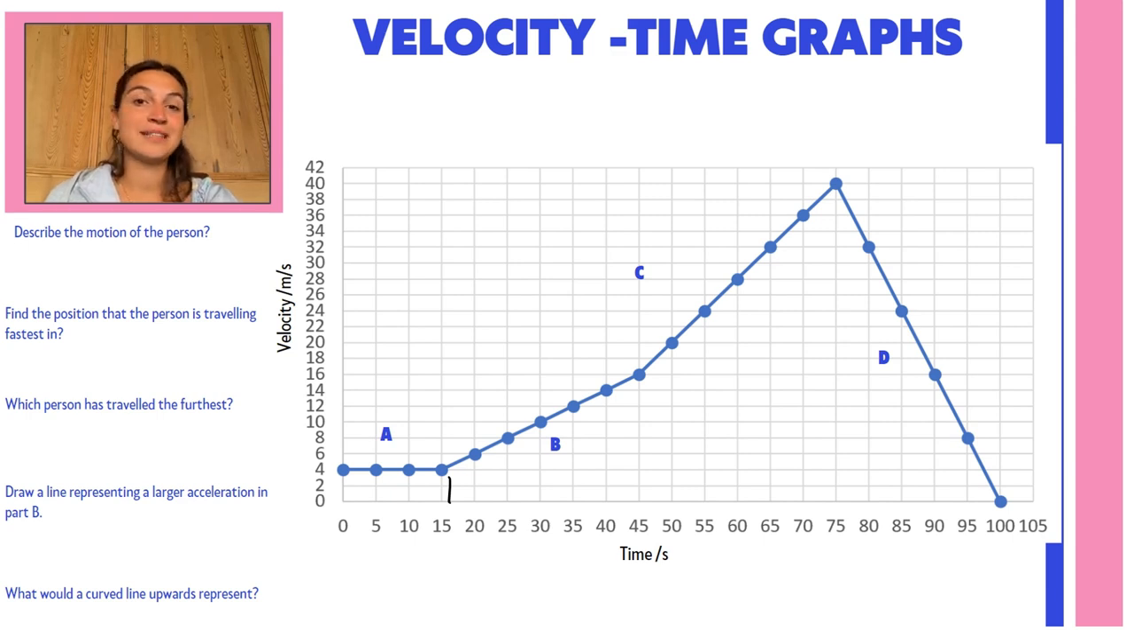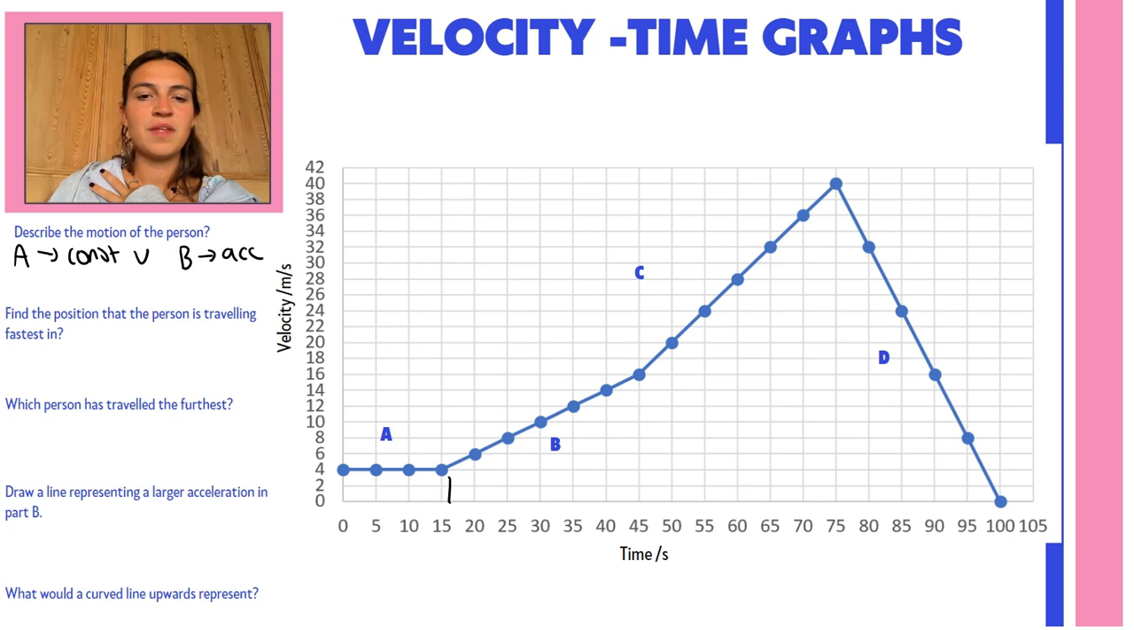Now we're going to do a similar exercise, but this time for a velocity time graph. So describing the motion of the person. Part A here, when we have that flat line, the person is going at a constant speed. Part B, a positive gradient, they are accelerating. Part C, again, we have a constant positive gradient, but this time it's slightly steeper than B. So they will be accelerating at a faster rate, a larger acceleration.